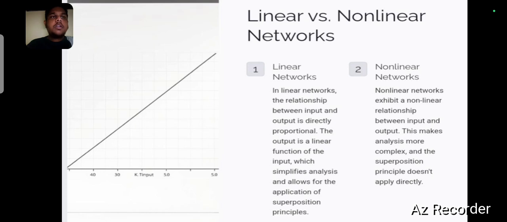Linear versus non-linear networks. Linear networks. In linear networks, the relationship between input and output is directly proportional. The output is a linear function of the input, which simplifies analysis and allows for the application of superposition principles. Non-linear networks exhibit a non-linear relationship between input and output. This makes analysis more complex, and the superposition principle does not apply directly.